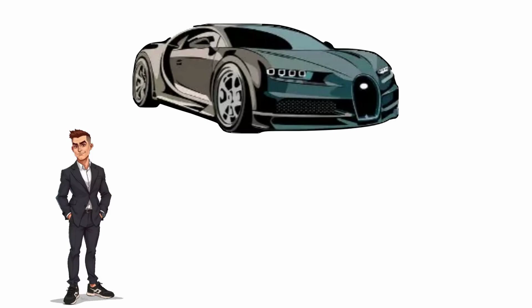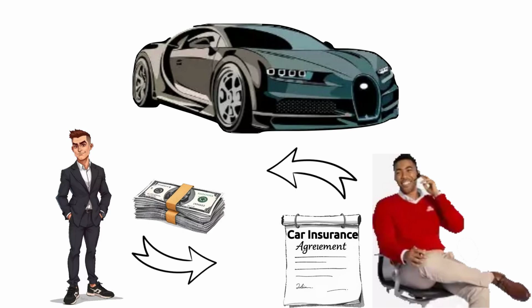Let's say you just bought your dream car, a new Bugatti perhaps. To protect this new dream car, you're going to need car insurance. So you go to Jay from State Farm and purchase insurance from him. This financially protects your new Bugatti in case you get into an accident. This car insurance purchase is based on the same concept as options.